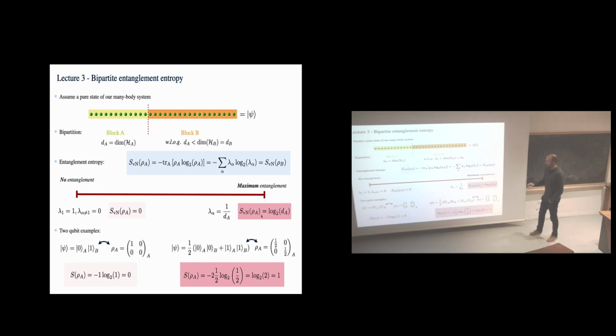Right? So fundamentally, this entanglement entropy is really a quantity that goes between no entanglement when it's 0, to maximally the logarithm of the dimension of the Hilbert space that you have in this block.